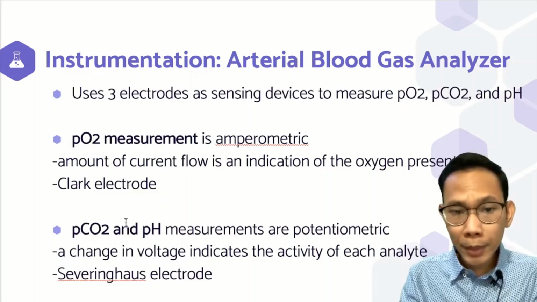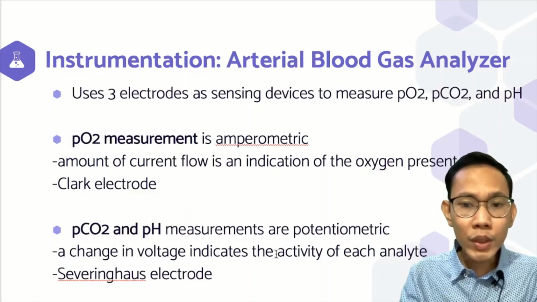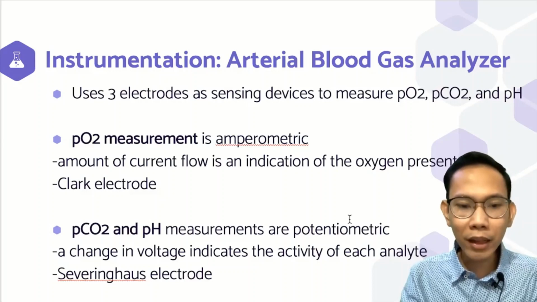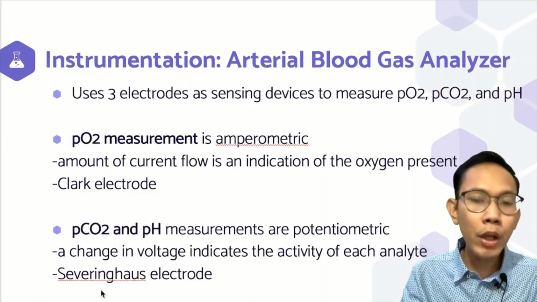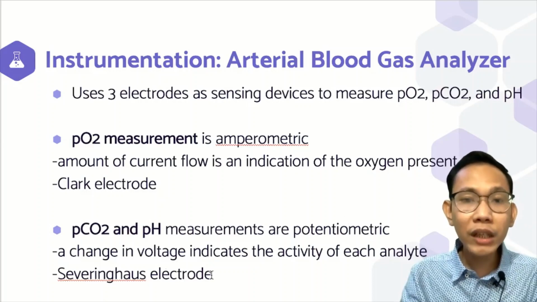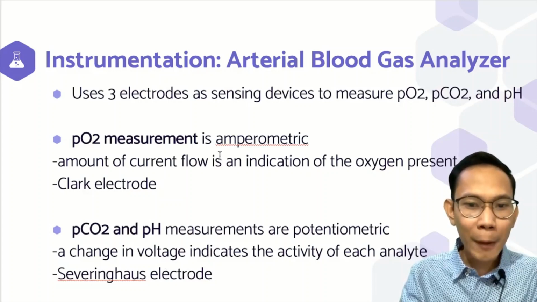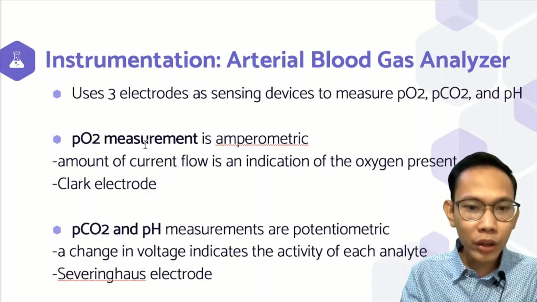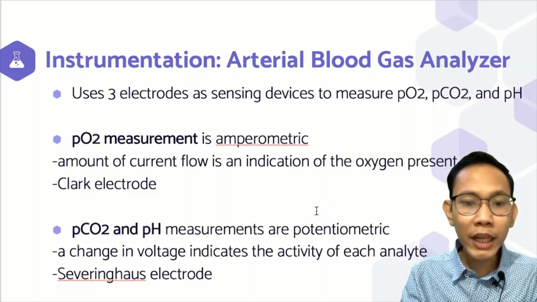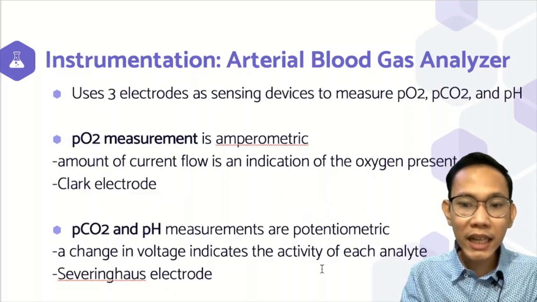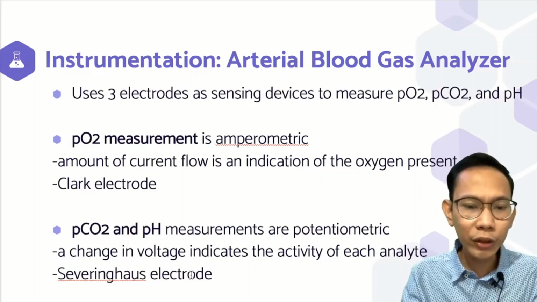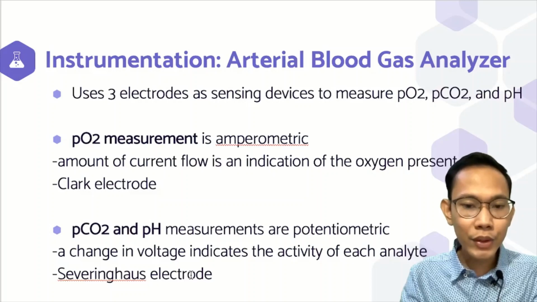Then, in terms of your PCO2 and pH, it uses now your potentiometric principle. So, pag sinabi natin potentiometric principle, you're talking about the change in the voltage. So, kung ang amperometric, amount of current flow, ang potentiometric, you're referring to the change in your voltage. So it indicates the activity of your each analyte. So ang tawag naman sa electrode natin dito is your Severinghaus electrode.